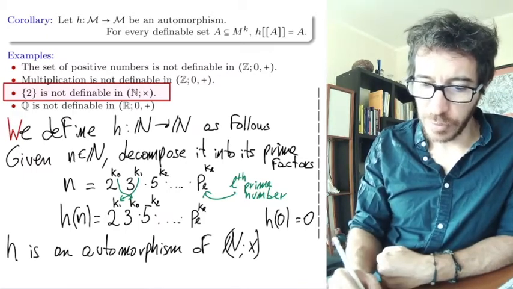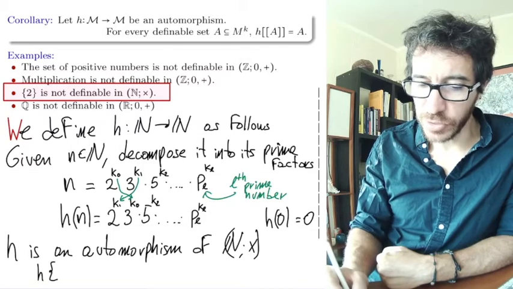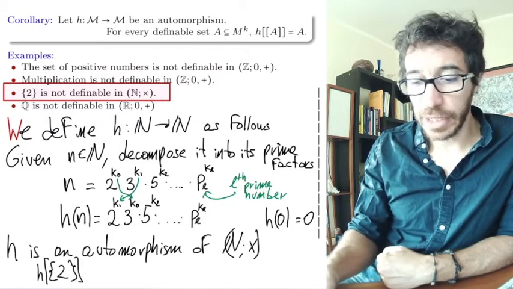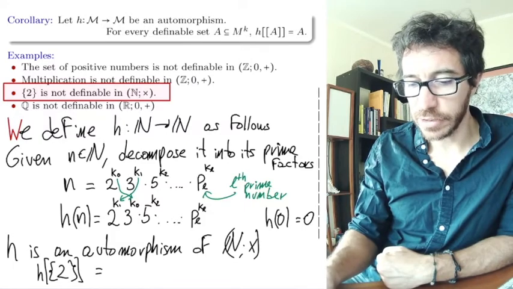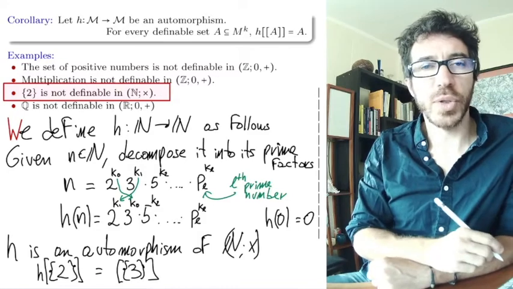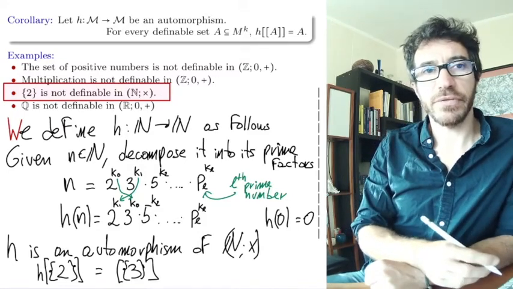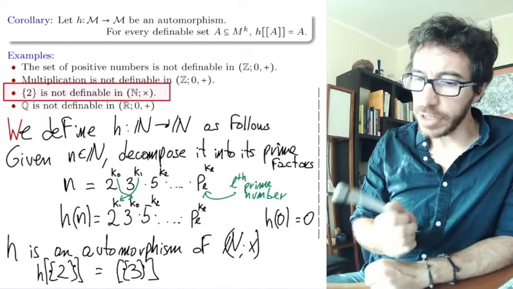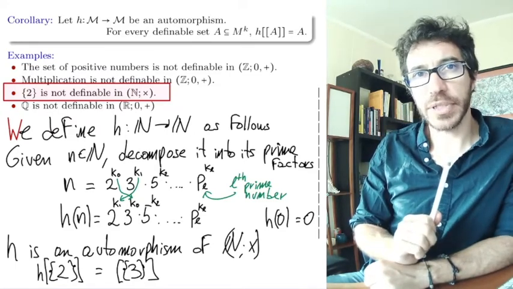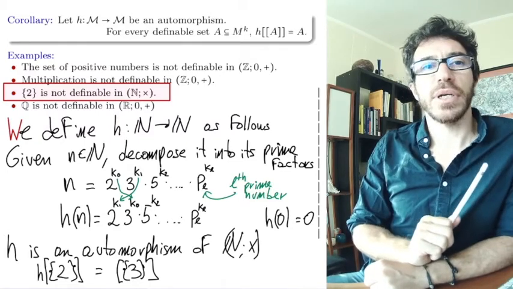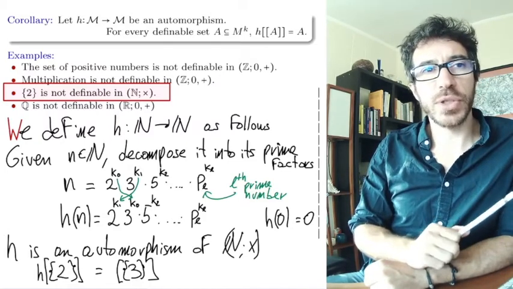But 2 is not preserved. If you apply h to the set that only contains 2, you're going to get the set that contains 3. So 2 is not preserved under this automorphism. Try at home to show that this multiplication is preserved. If you don't see that immediately, how would you prove it? Cool. So the number 2 is not preserved.